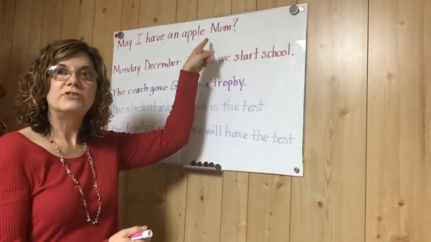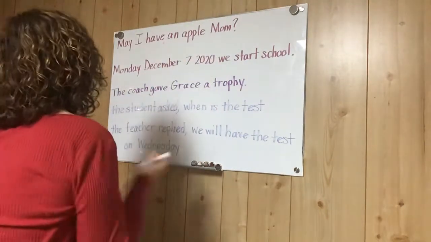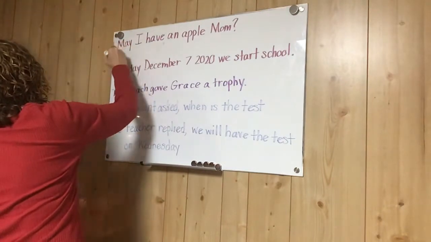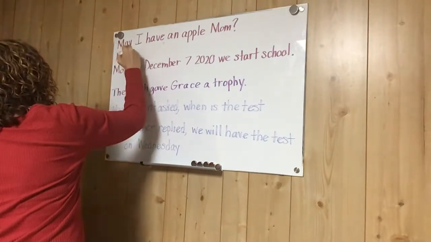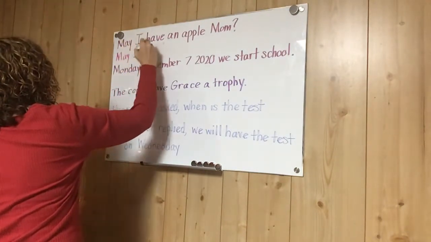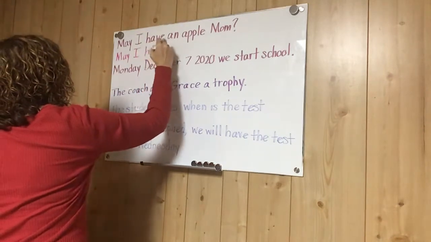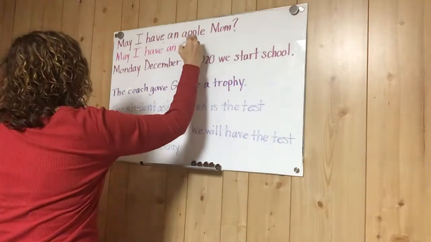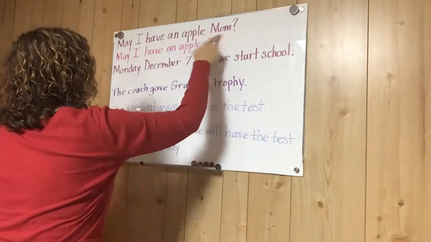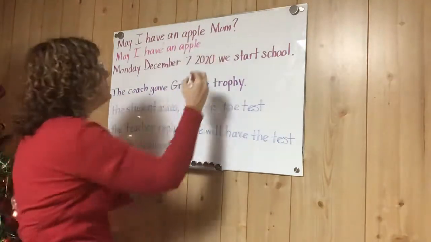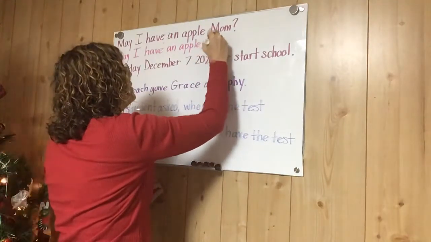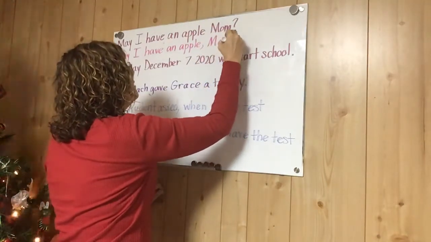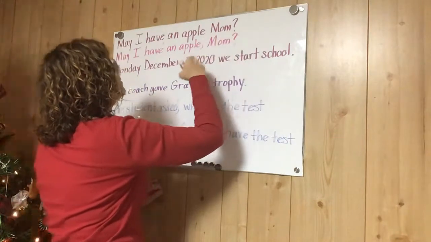Did you say direct address? You need a comma there? Very good. You are talking to Mom, so you would have to write, may I have an apple? And since this is direct address, that's who you're talking to, you need to put a comma and then put Mom. And then don't forget to put the question mark still.